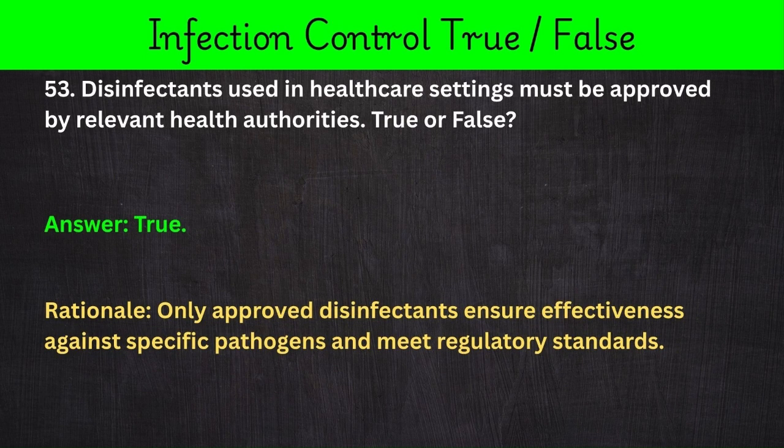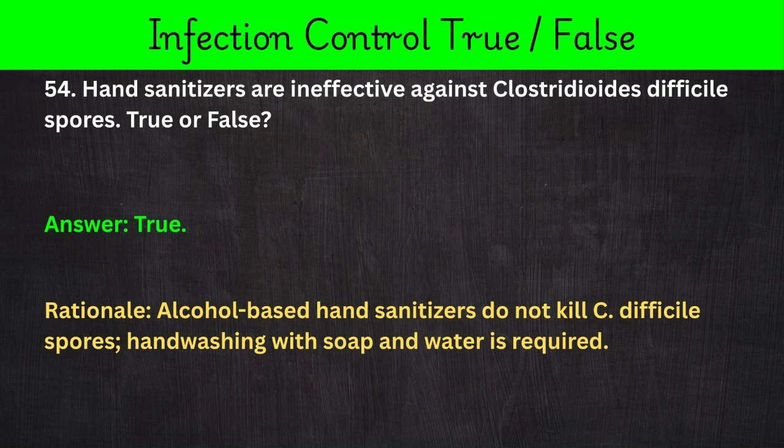53. Disinfectants used in healthcare settings must be approved by relevant health authorities. True or false? Answer: true. Rationale: only approved disinfectants ensure effectiveness against specific pathogens and meet regulatory standards. 54. Hand sanitizers are ineffective against Clostridioides difficile spores. True or false? Answer: true. Rationale: alcohol-based hand sanitizers do not kill C. difficile spores. Handwashing with soap and water is required.